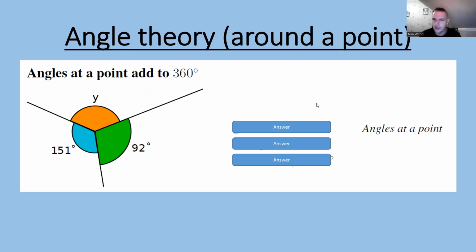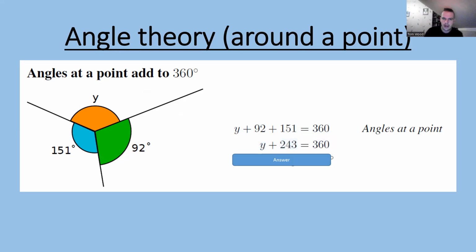Yeah, absolutely brilliant, guys. No problems there. So the answer will be 117. The reason being, we know that all of these angles together add up to 360. The way of solving it here is I've done 151, added it to 92 to get 243, and then taken that away from 360. Just one way of viewing it. So we've got 117 degrees there in total.